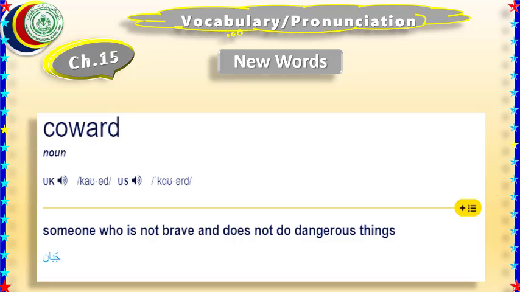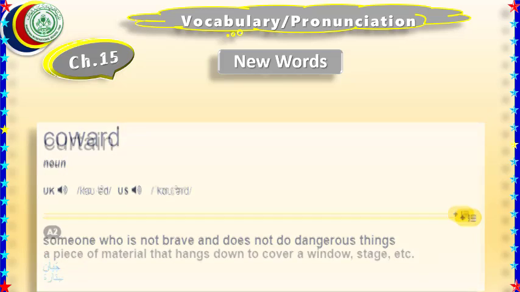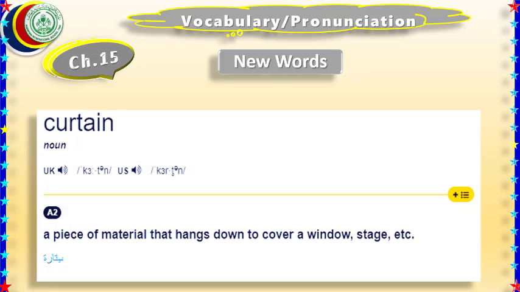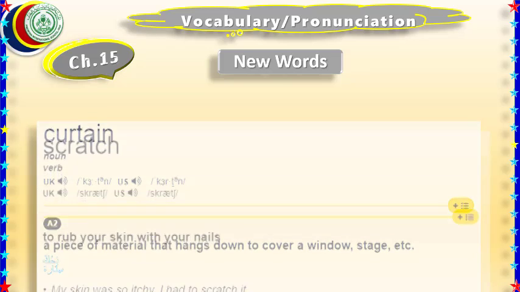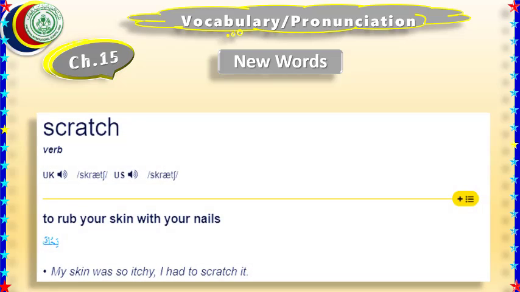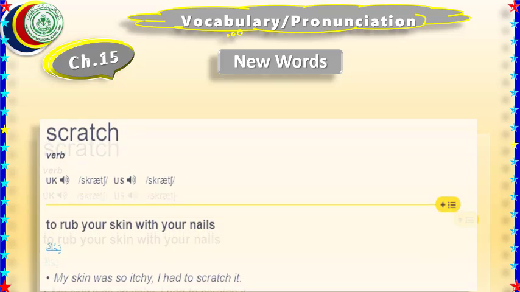Coward is someone who is not brave and does not do dangerous things. Curtain is a piece of material that hangs down to cover the window. Scratch is when we rub our skin with our nails. Some lines are produced. Those are called scratches on our skin.